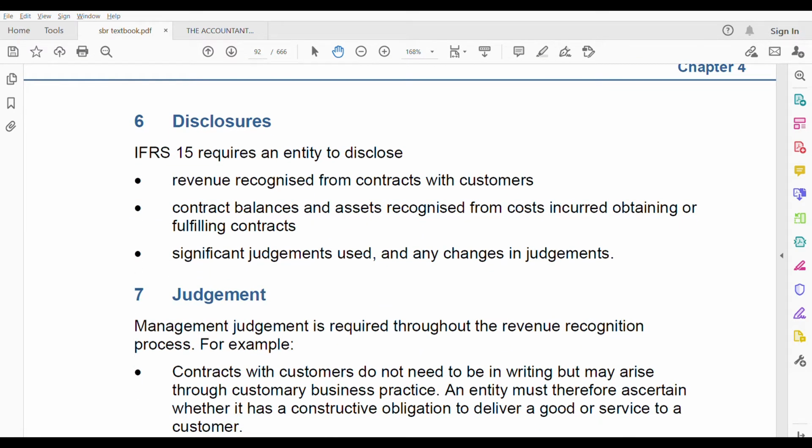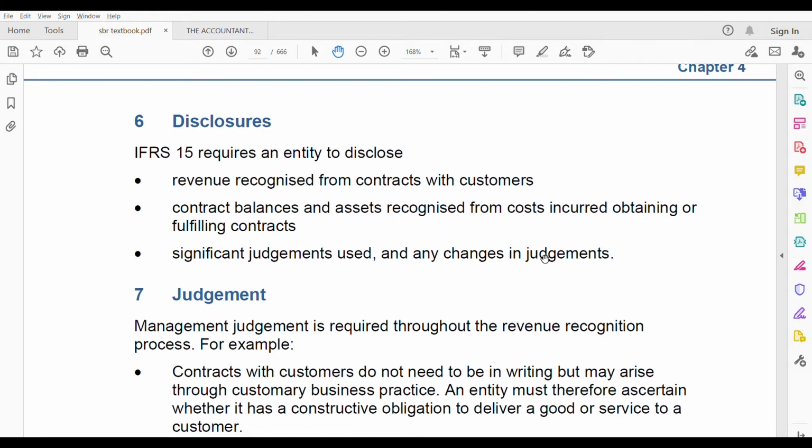They require the entity to disclose these three things. What is it? Revenue recognized from contracts with customers, contract balances, and assets recognized from costs incurred obtaining or fulfilling a contract. This is also important. Why? Because it's easy that most of the items which are expenses, they might capitalize as a contract asset, right? Cost from obtaining or fulfilling a contract. Not all costs of obtaining or fulfilling contracts can be capitalized as a contract asset, but they might do it. That's why they need disclosure of it.